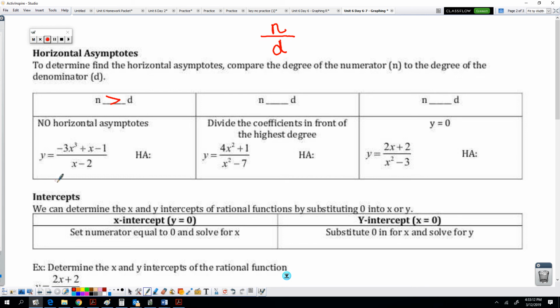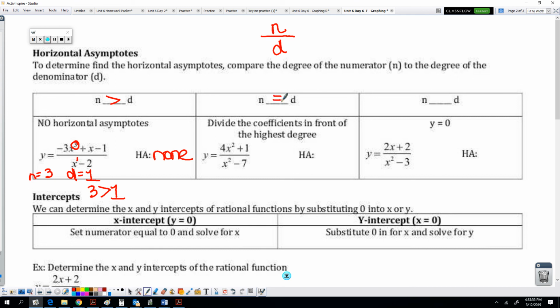So the degree of my top is 3, right? And then I can say the degree of my bottom is 1. So let us compare. 3 is bigger than 1, so that's why there is none. So again, n corresponds with the degree, the exponent on the top. Your top one is 3, your bottom one is 1, and 3 is bigger than 1, so that's why there is none.